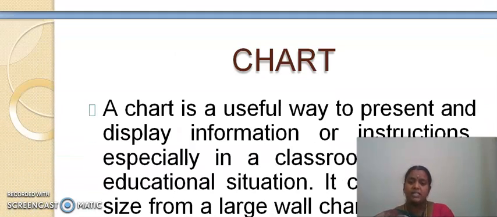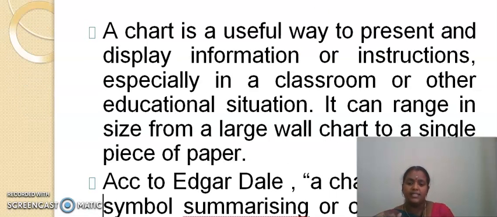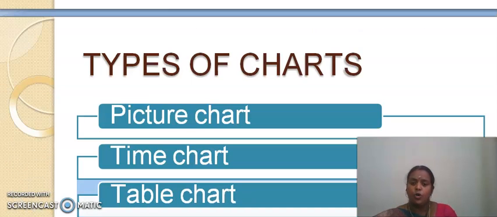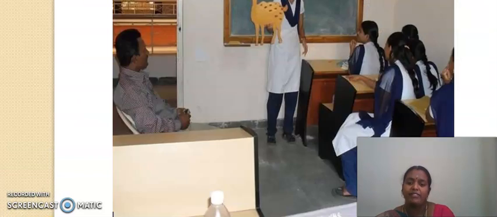So the chart is the oldest form of TLM, because from our traditional classes we have been using this particular teaching aid in the teaching learning process, and it will help because it is in a big size, right? So we can hang it on the wall also, and it will be useful to visualize the content. If you want to display some important points or some authors or some pictures, you can display them in the chart. In that chart also we have so many different types, that is picture chart, time chart, table chart, graphic and flow, tree chart, like that. You have so many different types.